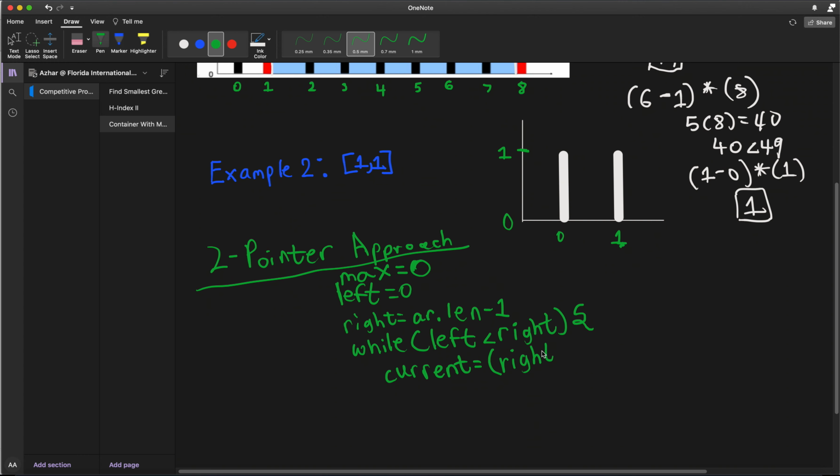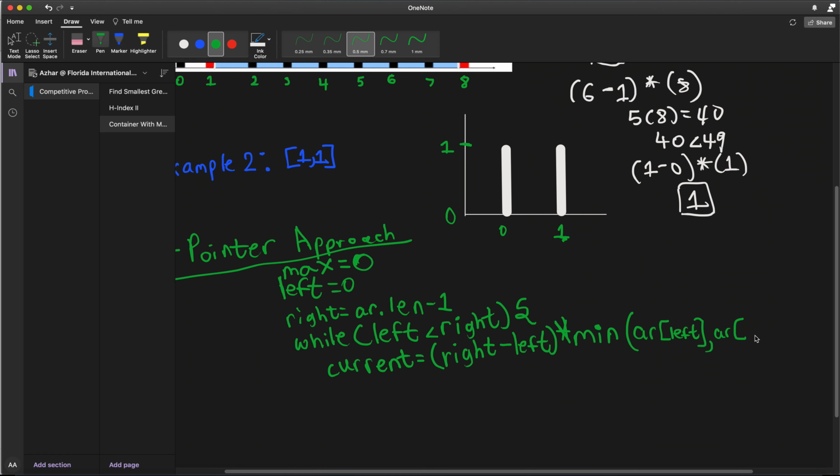So right now we're taking the width times the minimum of AR at left and AR at right. So this is going to be our current area, and from there we want to update our max value.